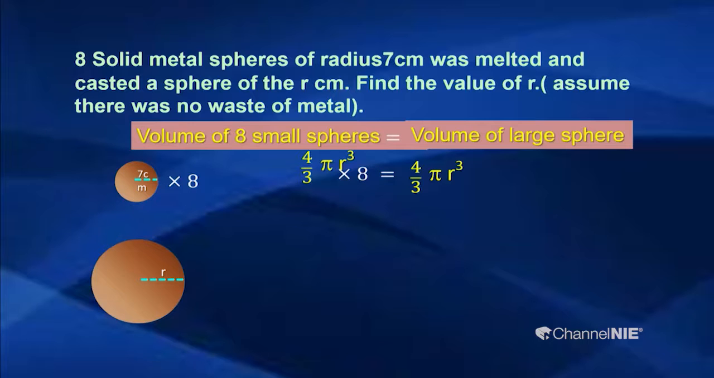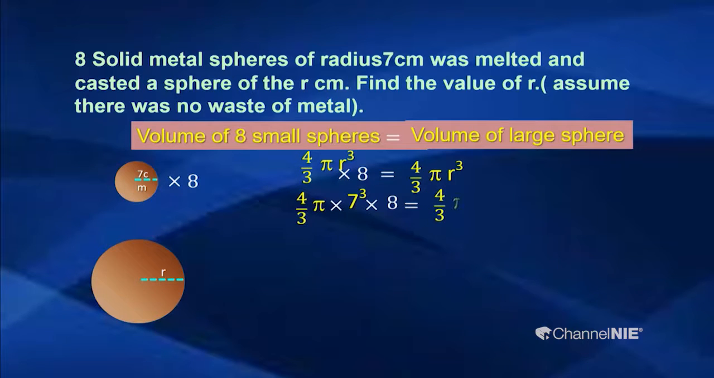Then we take the equation. Look at the next one. Now you can write 7 centimeter instead of r in the small sphere. Then 4/3 π into 7 cube, into 8. Why do we multiply it by 8? Here there are 8 solids. They gave us that. There are 8 solids.